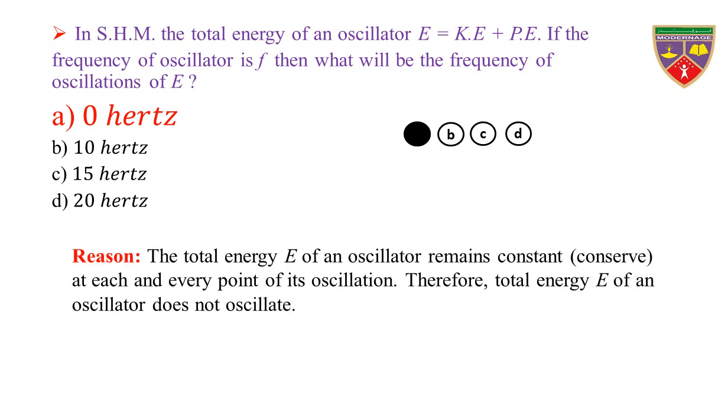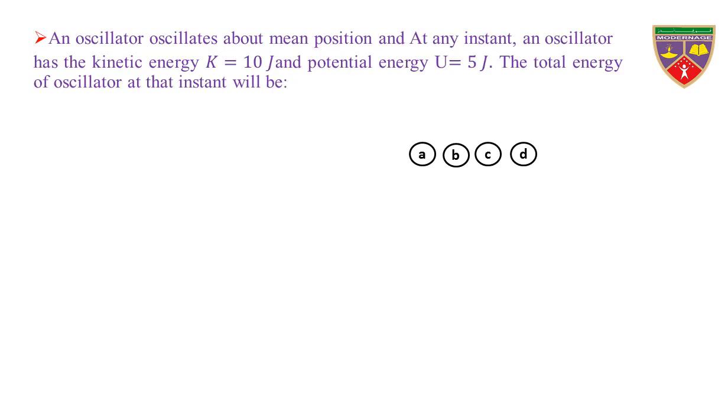Reason. The total energy E of an oscillator remains constant, conserved at each and every point of its oscillation. Therefore, total energy E of an oscillator does not oscillate. Hence, the frequency of oscillations of E is 0 Hz.